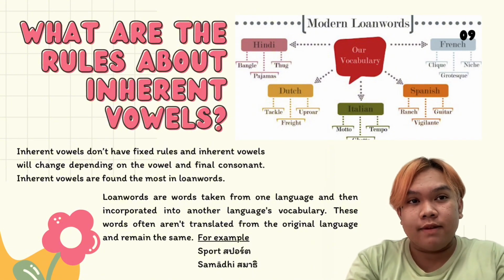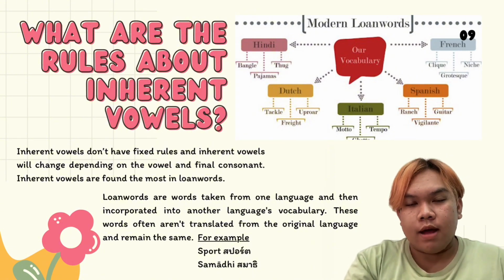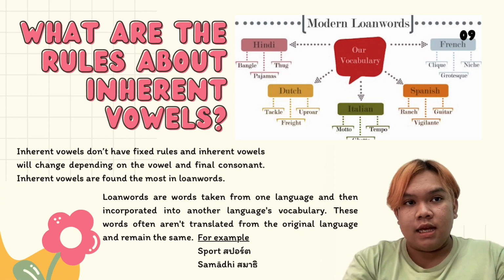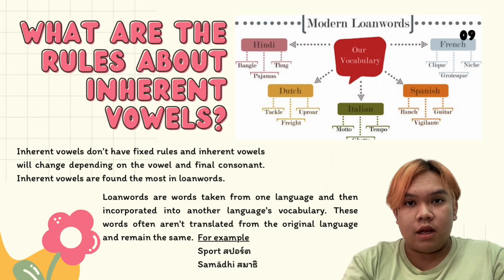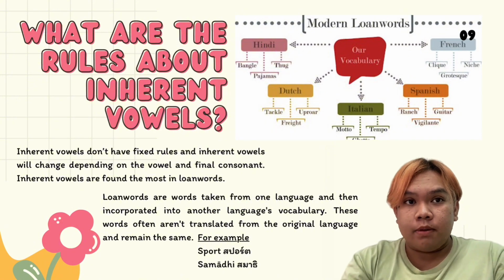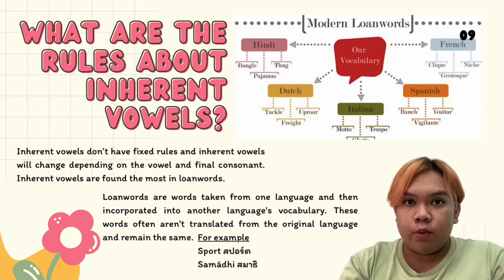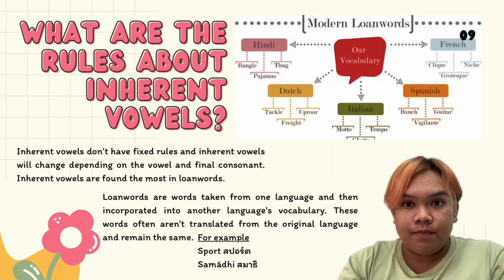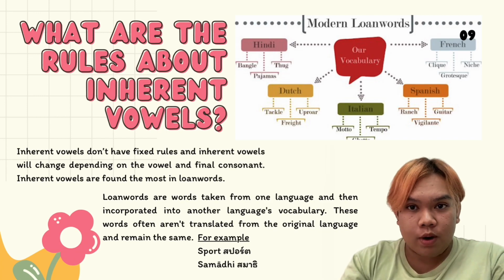What are the rules about inherent vowels? Inherent vowels don't have a fixed rule, and they will change depending on the vowel and the final consonants. Inherent vowels are found the most in loanwords. Loanwords are words taken from one language and then incorporated into another language's vocabulary. These words aren't translated from the original and remain the same. For example, sport, สมาธิ.